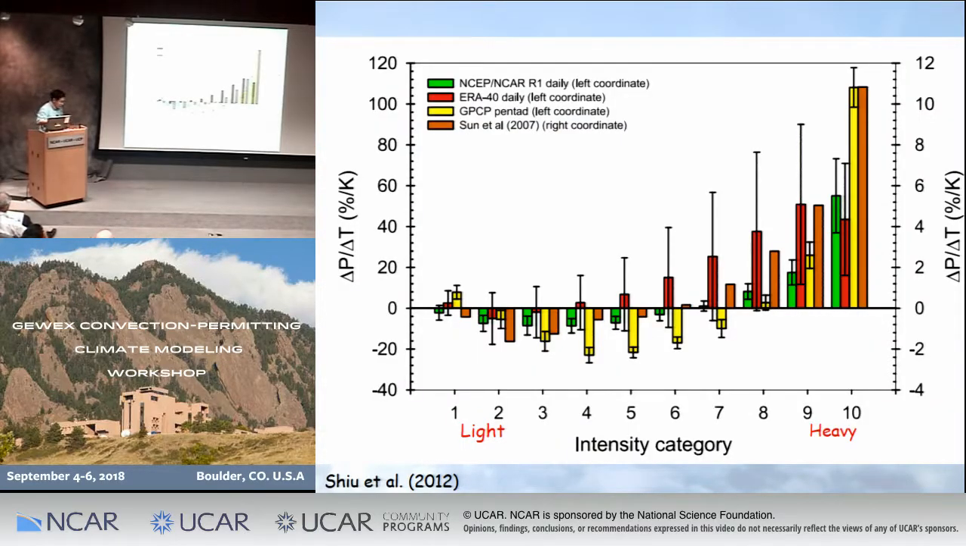So just very briefly, a little bit of background. Many of you already mentioned that heavy precipitation will likely increase, but light and moderate precipitation will actually decrease. This is work by Shuaton. They essentially look at a lot of different daily precipitation products, and try to normalize the percentage change in each category by the global temperature anomalies.